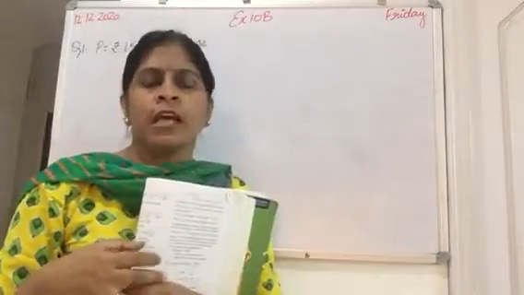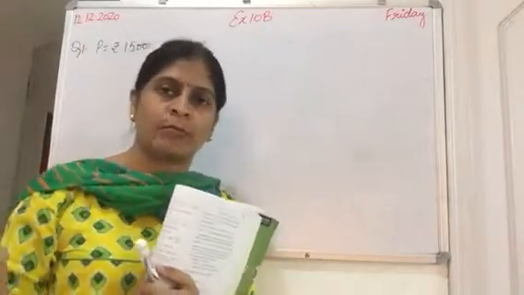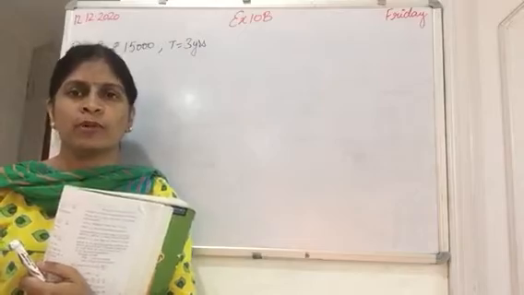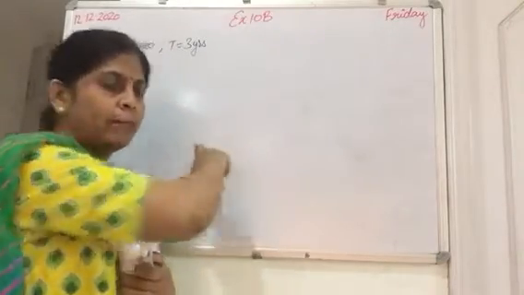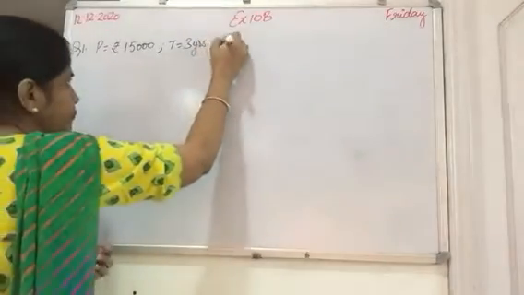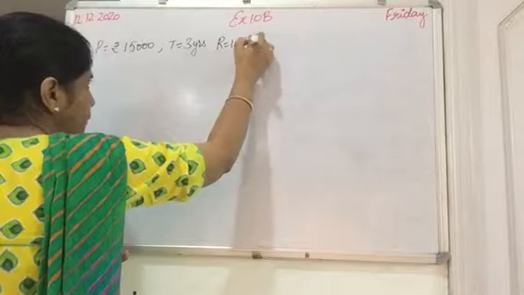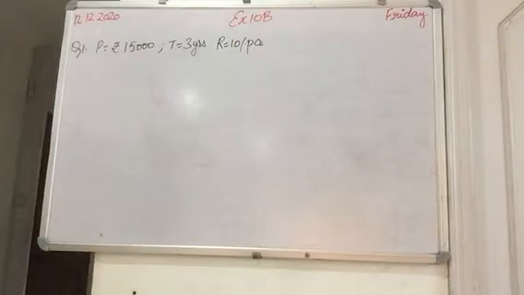Now students, if the words compounded annually, compounded semi-annually are not written, it means they are talking about simple interest. But if it is written in the question, we have to apply compound interest. Rate is 10% per annum. Now principal is given, rate is given and time is given.